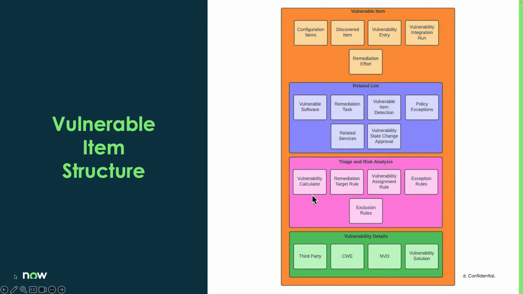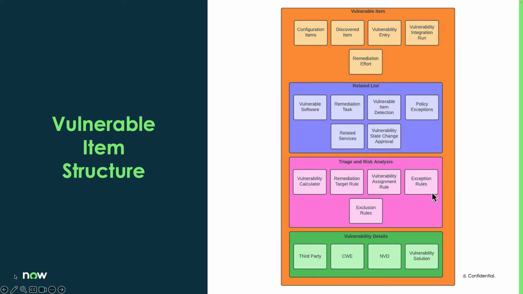For example, the vulnerability calculator will obviously touch vulnerability risk, the risk score, and the risk rating. The remediation target rules will go ahead and touch the remediation target and the rule that was applied to it. The vulnerability assignment rule will go ahead and touch the assignment group field on the vulnerable item.